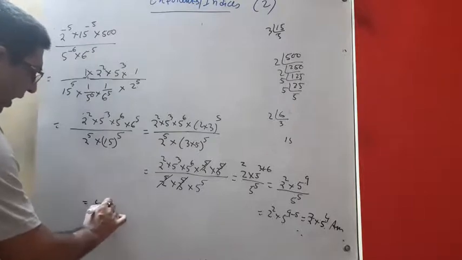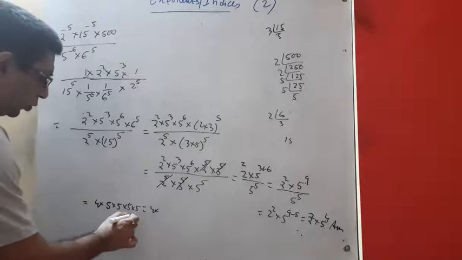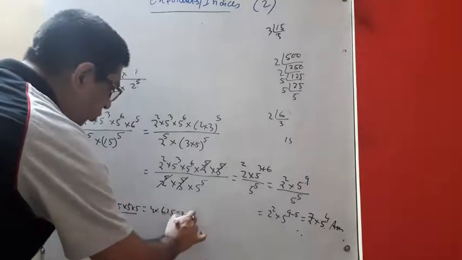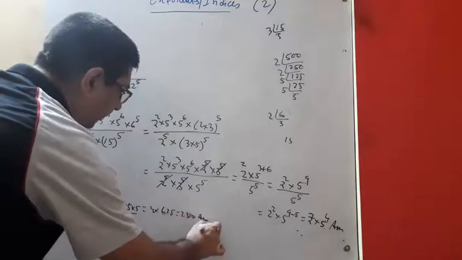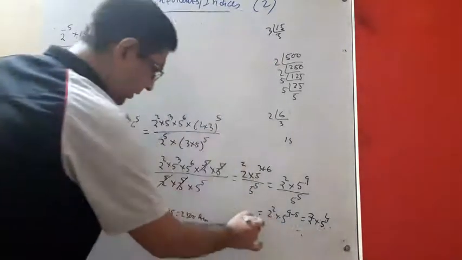Or you can write 5 into 5 into 5 into 5. So 4 into this 625, multiplying this we get 2500. This is the answer. Okay. It is better to write this is the answer.